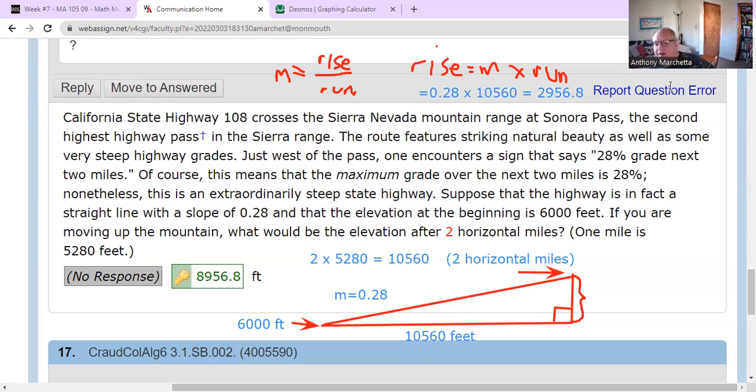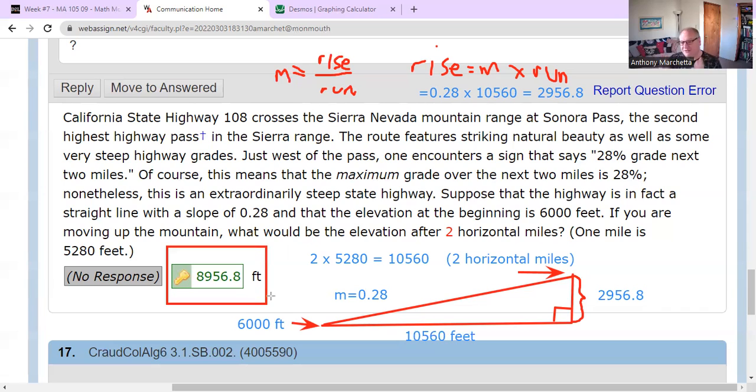So using that formula, I have come to the realization that right here, I have a measurement of 2956.8. Now remember, it's 6,000 above. So that number plus 6,000, that's what you're gonna get when you look right here. Here it is. That is the answer to this one.